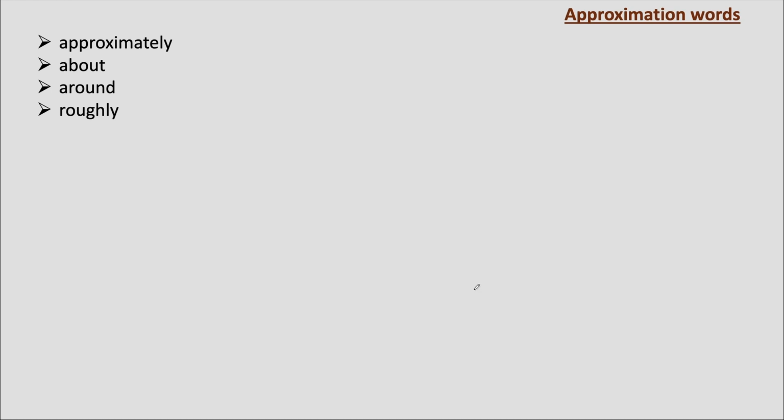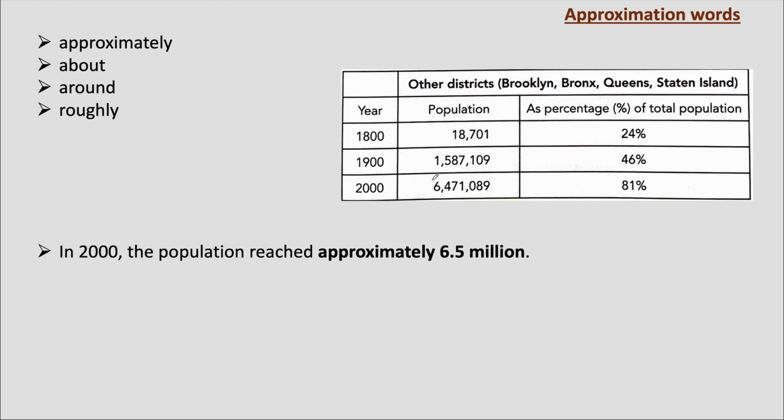When we write about numbers, we don't always need to be exact. So we use approximation words: approximately, about, around, and roughly. For example, instead of writing this long number 6471089, we say the population was approximately 6.5 million.